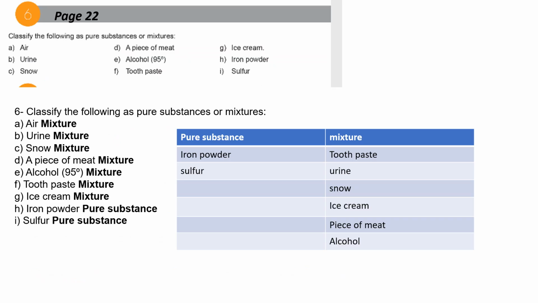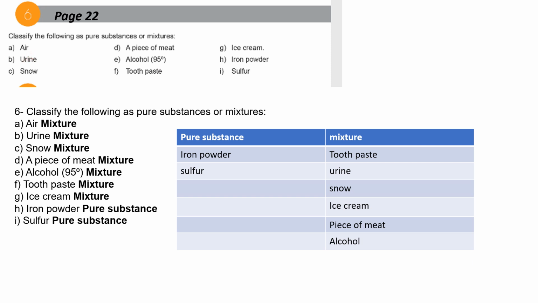Now let's solve exercise 6, page 22 in your book. Classify the following as a pure substance or a mixture. As we explained before, pure substance is made up of one type of material or one kind of material, while a mixture is made up of two or more kinds of materials. Air, is it a pure substance or a mixture? Air is made up of many kinds of gases such as oxygen, carbon dioxide, nitrogen and other gases. So air is a mixture, it's not a pure substance.